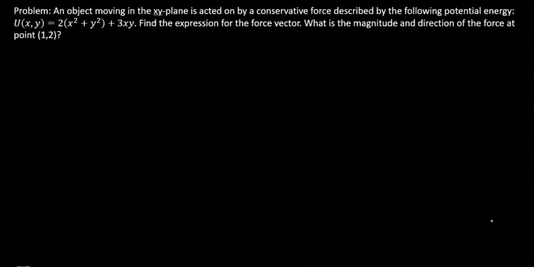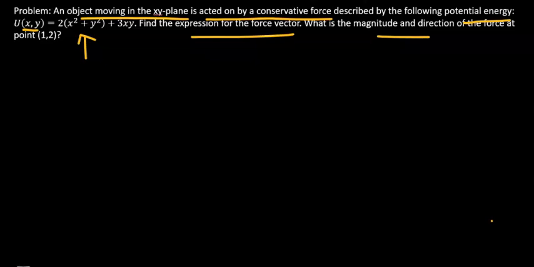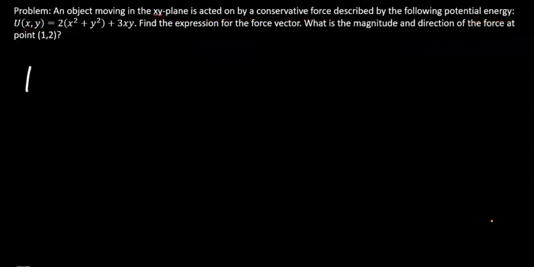Problem 4. An object is moving in the xy plane. So this is a two-dimensional motion, and the object is acted upon by a conservative force described by the following potential energy function. So that is the potential energy function, and as you can see, it is a function of both x and y. Find the expression for the force vector, and what is the magnitude and direction of the force at that point. So generally, the force is a function of both x and y.